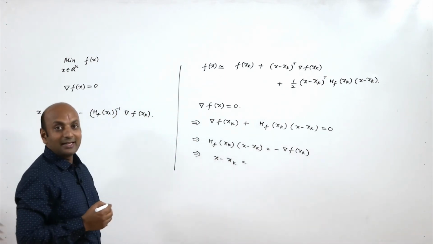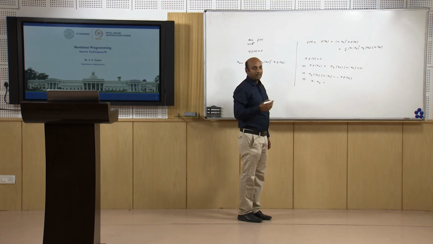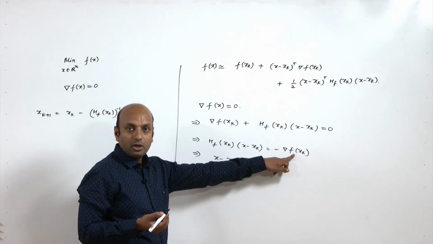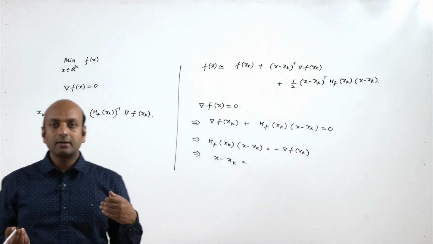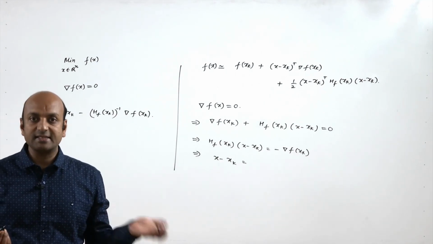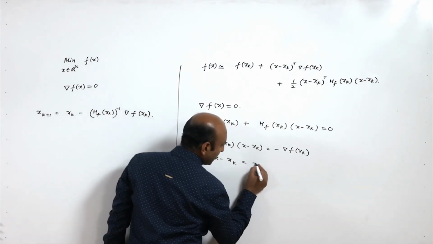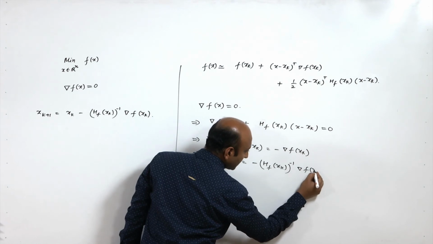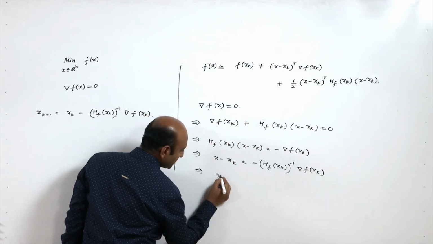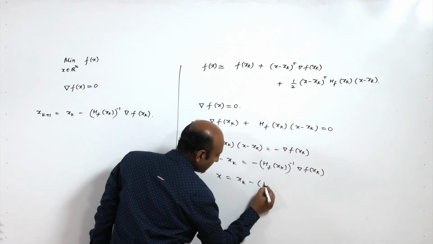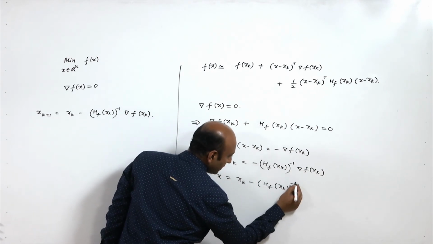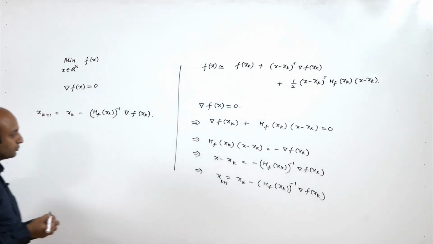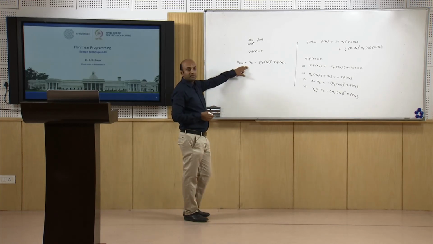Now, we assume that the Hessian matrix at xk is invertible, then only we can take the inverse on both sides. So, we are assuming that the inverse of the Hessian matrix for each xk exists. So, this is the negative of the inverse of the Hessian matrix at xk times the gradient of f(xk), and this implies x equals xk minus the inverse of the Hessian matrix of f at xk times the gradient of f(xk), and we write it as xk plus 1. So, in this way we can derive this result.